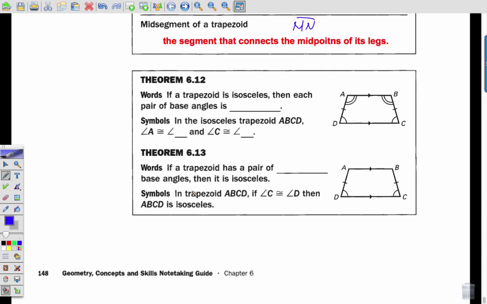Here are two theorems. It says that if a trapezoid like this one is isosceles, then each pair of base angles is congruent. In other words, angle A and angle B are congruent, and angle C and angle D are congruent. And if a trapezoid has a pair of congruent base angles, then it's isosceles. So if I have just one pair of congruent angles, I can determine that the legs are congruent.